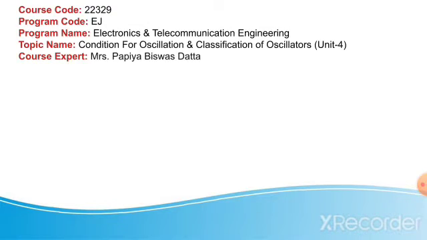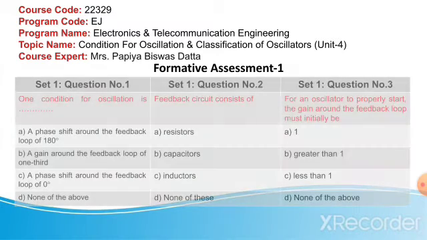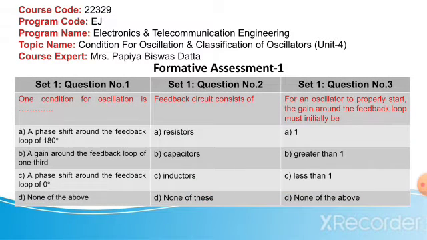Now let's just take a minute and try to answer these questions. One condition for oscillation is what? Feedback circuit consists of what? And for an oscillator to properly start, the gain around the feedback loop must initially be what?